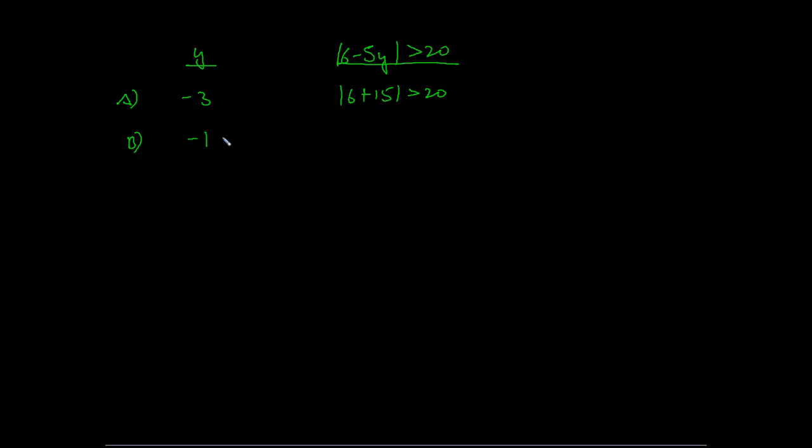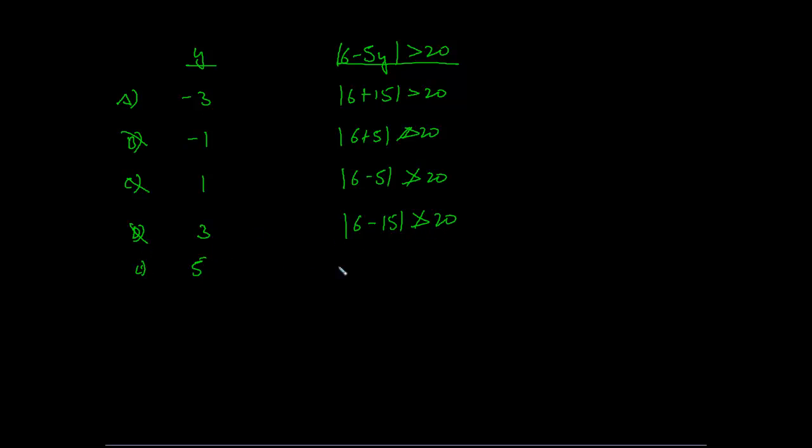Answer choice B, minus 1. So this becomes 6 minus 5 times minus 1, which is plus 5. So not more than 20, that's not the answer, so it goes out. Answer choice C, which is 1. If we put this here, we get 6 minus 5, which is again not more than 20, goes out. Answer choice D, which is 3. 6 minus 5 times 3, which is 15, is not more than 20, goes out. Answer choice E, 5. 6 minus 5 times 5, which is minus 19, is again not more than 20, so that goes out.